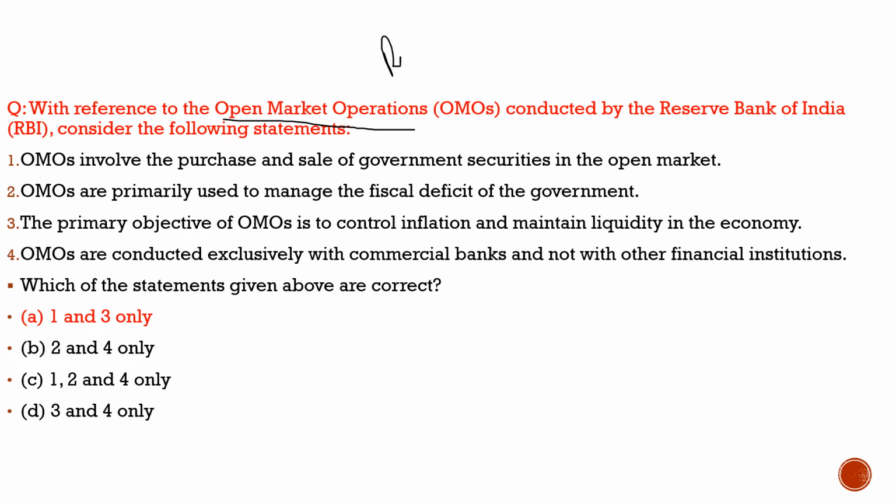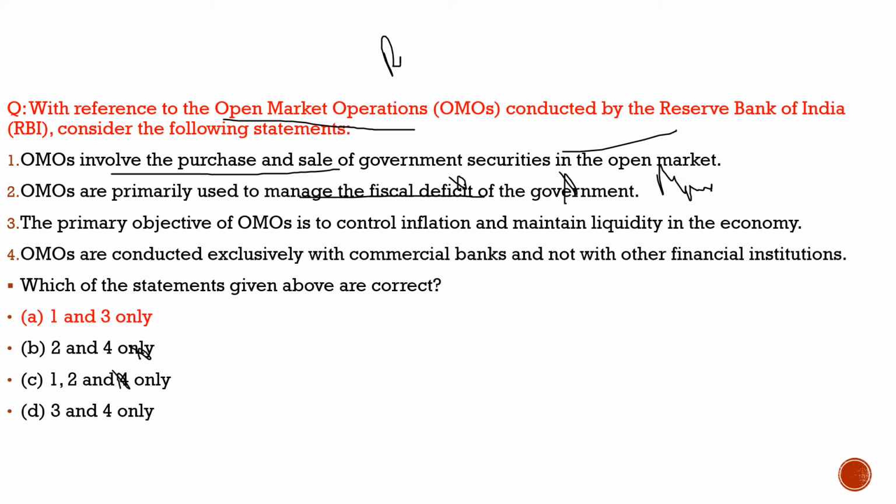So it becomes important for us to know about open market operations. Let's understand it through this question. The question says, with reference to the open market operations conducted by the Reserve Bank of India, consider the following statements. First statement: OMOs involve the purchase and sale of government securities in the open market. 100% correct. That's what the RBI has done. Second, OMOs are primarily used to manage the fiscal deficit. No, it is not a fiscal policy tool, but a monetary policy tool. So this statement is incorrect. Statement 2 is incorrect, so we can eliminate option B and option C.